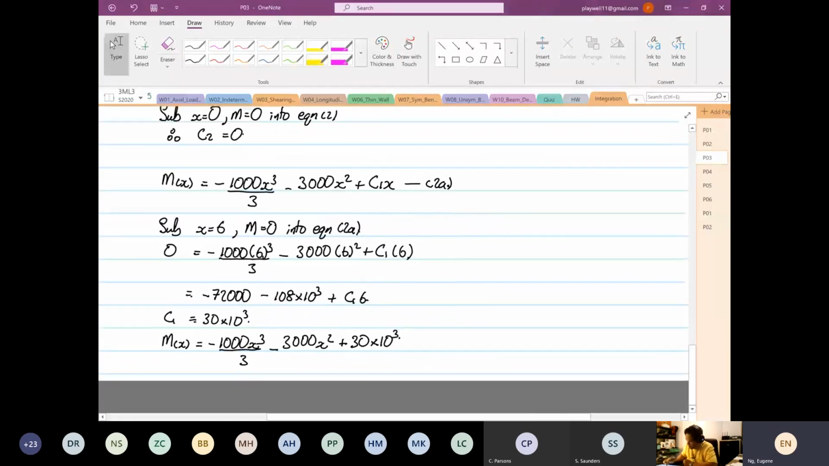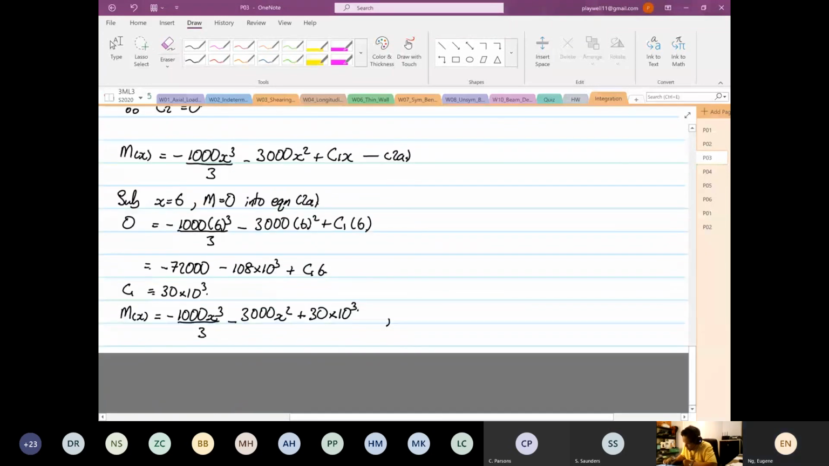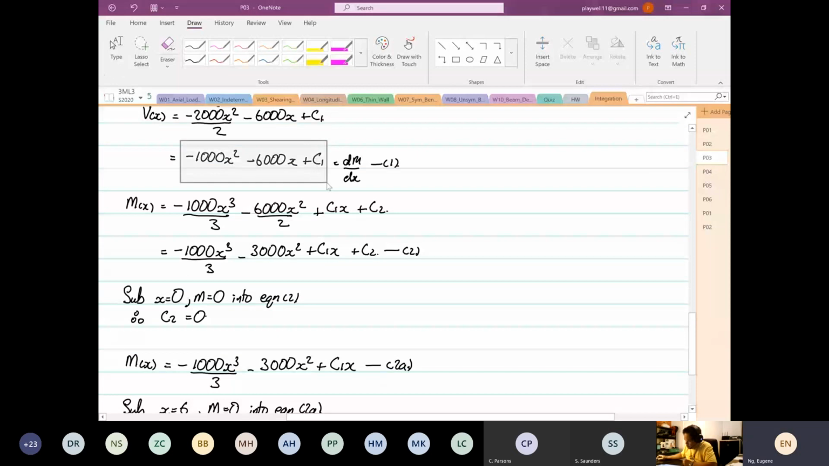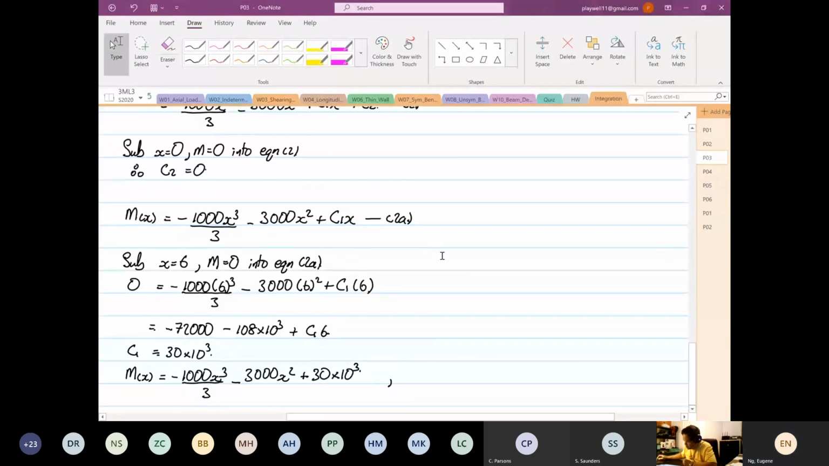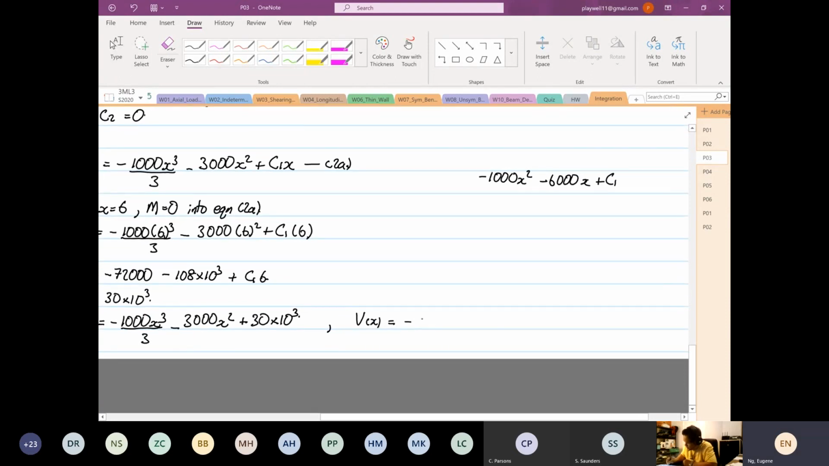Okay, and then when that's the case, you also know what v as a function of x is now. So v as a function of x, right? So I'm going to copy this. Because we know C1, this will be equal to v as a function of x is equal to minus 1,000 x squared minus 6,000 x plus 30 times 10 to the power 3.